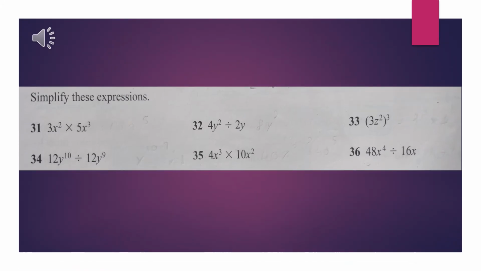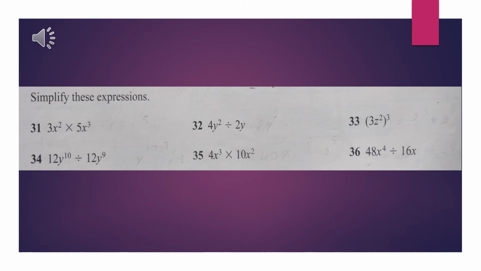Simplify these expressions. These are simple examples for you, because when you come to the higher grades, you can make so many mistakes regarding this. Now first you multiply 3 and 5, then you multiply x to the power 2 and x to the power 3. The final answer is 15 times x to the power 5, by the first law of indices.